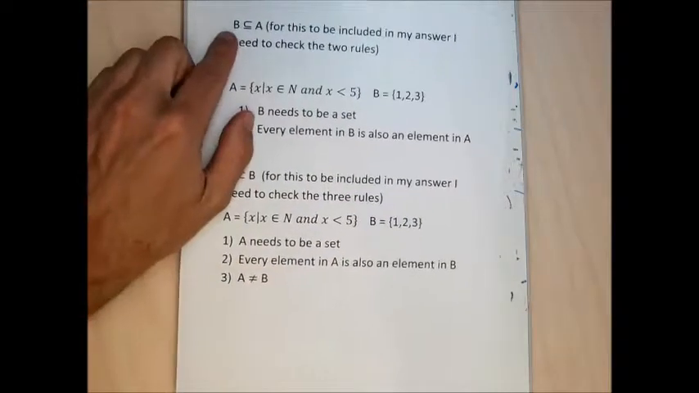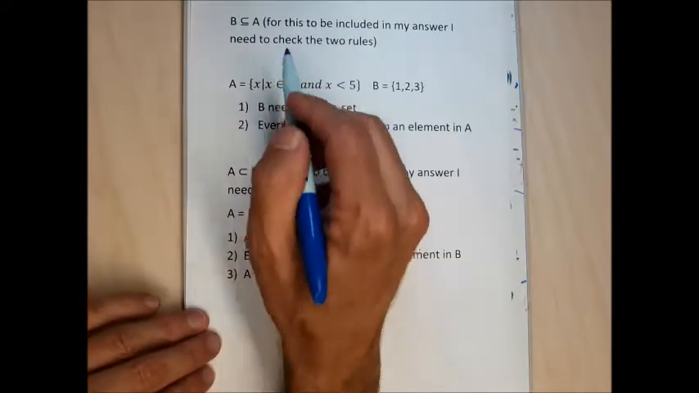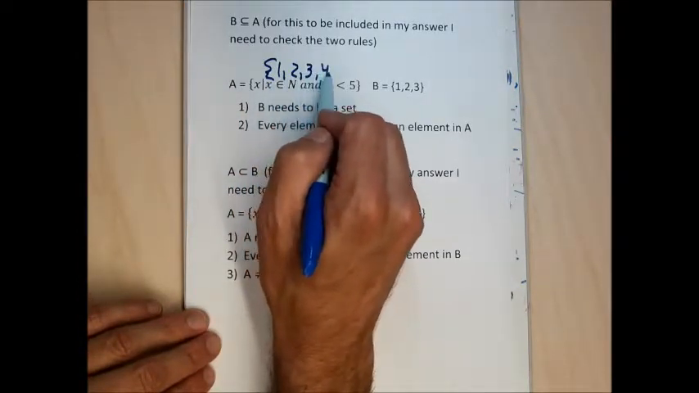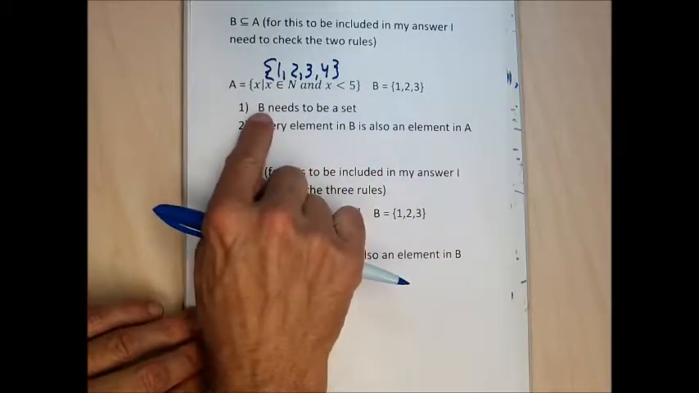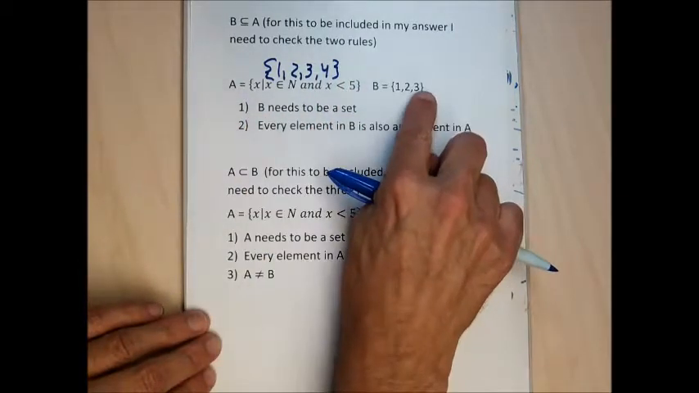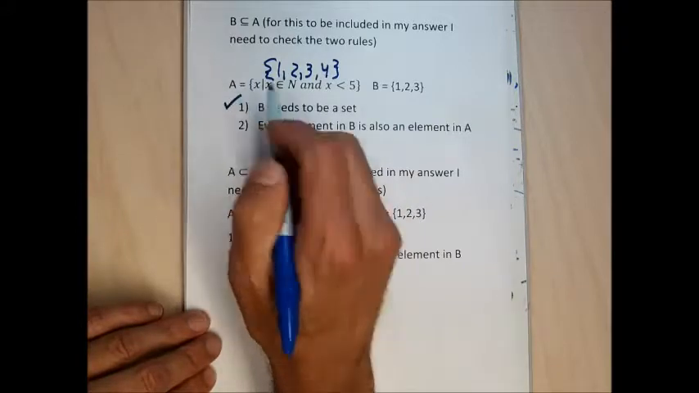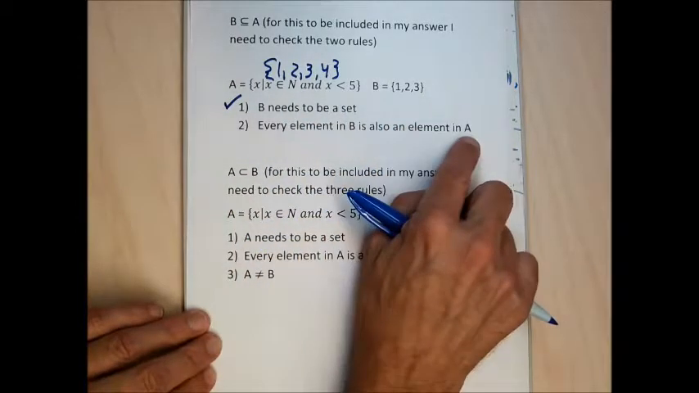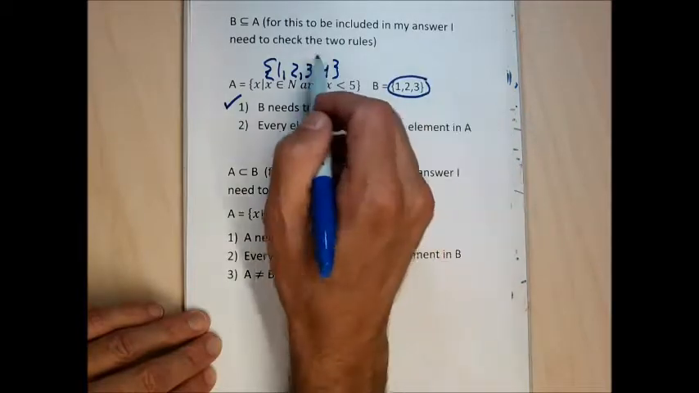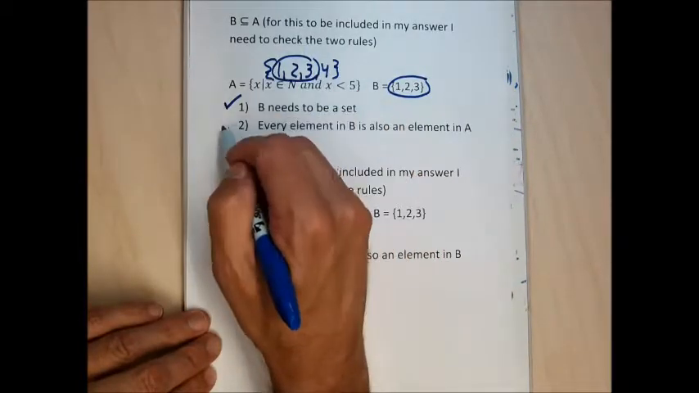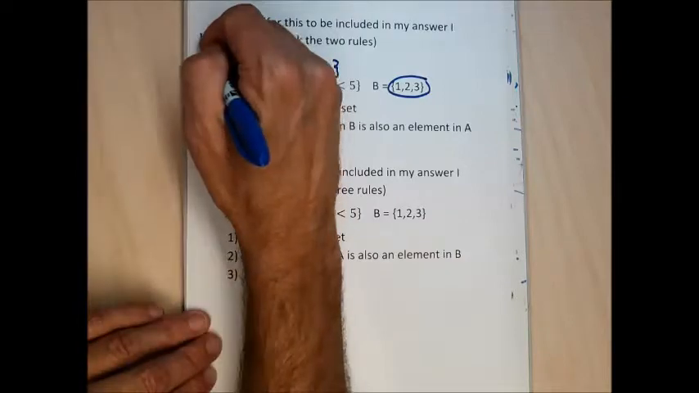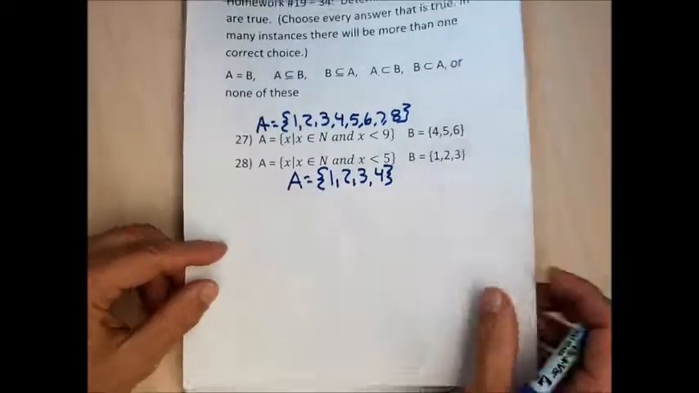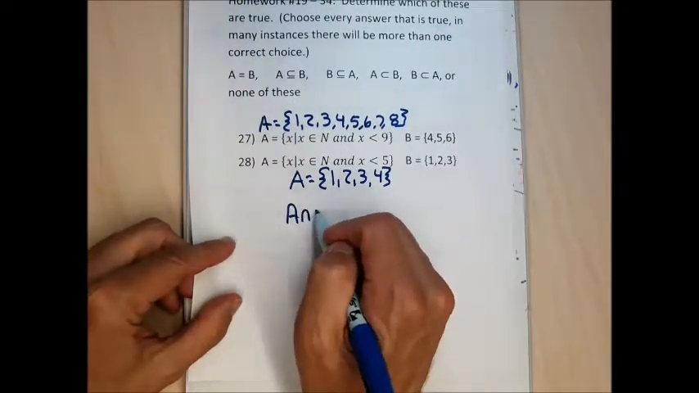Next symbol, I'm going to check to see if B is a subset of A. For B to be a subset of A, there's just two rules that need to be satisfied. The first rule, B has to be a set, because B's in set builder notation, it's a set. The second rule, each of the three elements in B have to be elements in A, and the three elements in B are also elements in A, so the second rule is satisfied, and B as a subset of A is going to go into part of my answer for number 28.